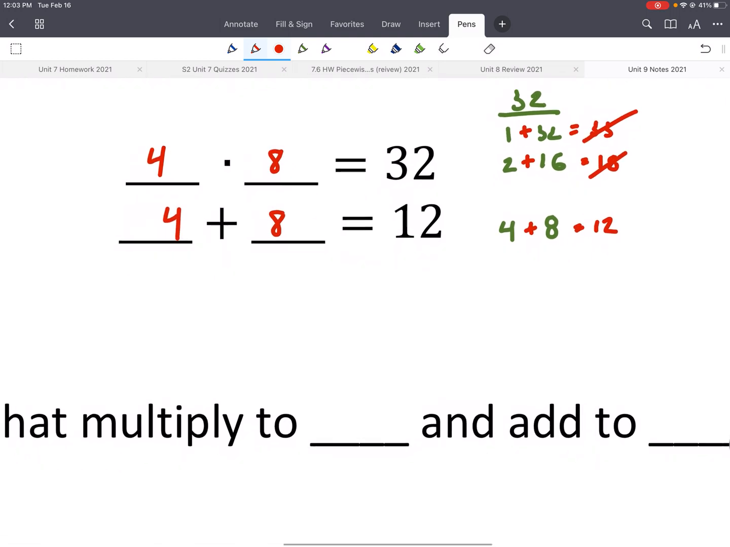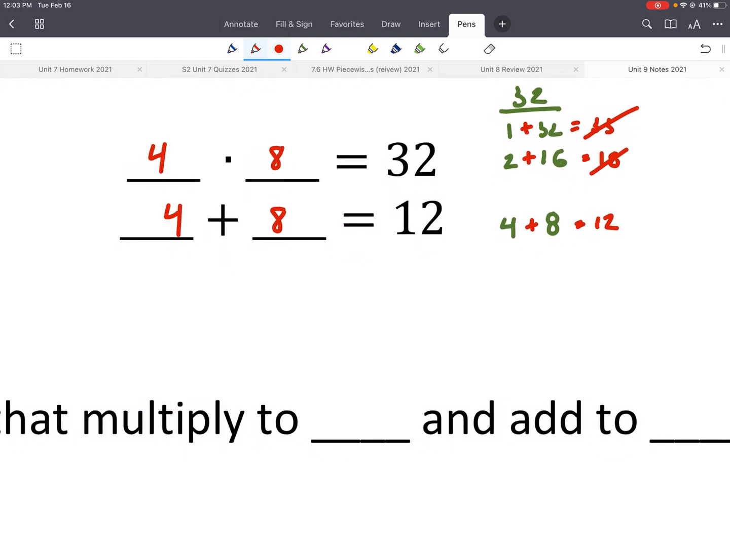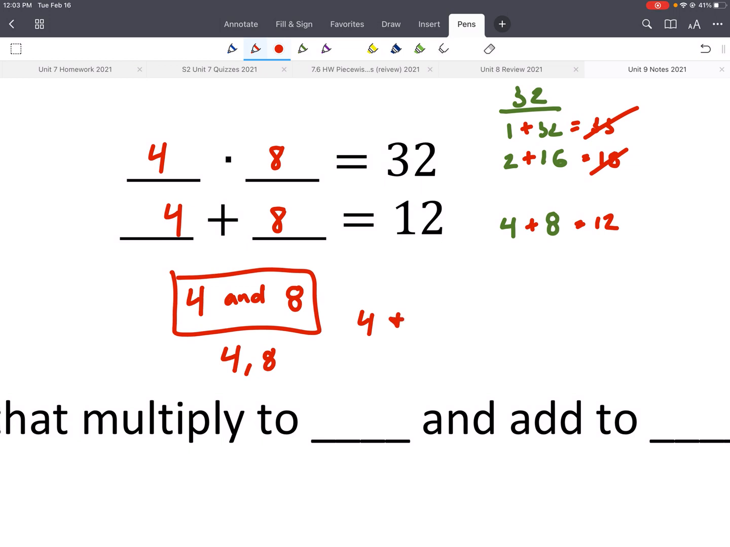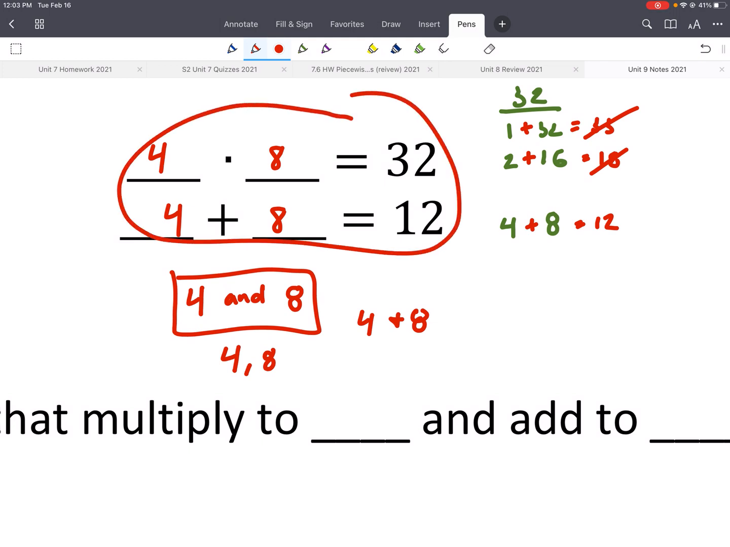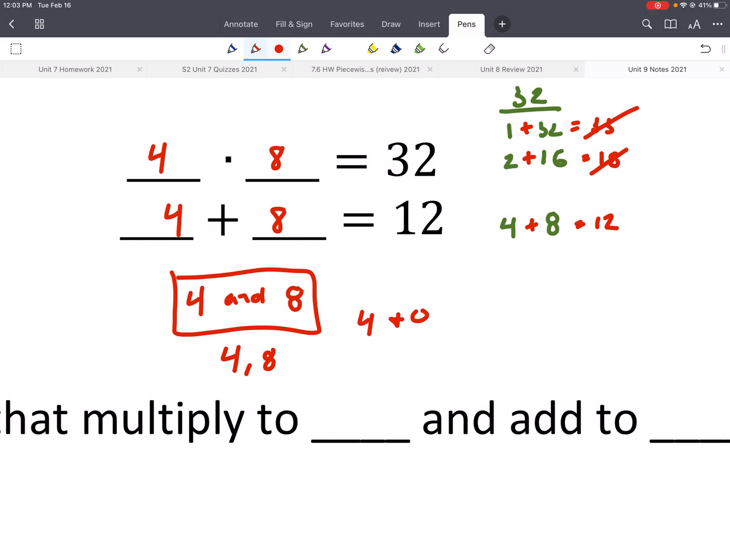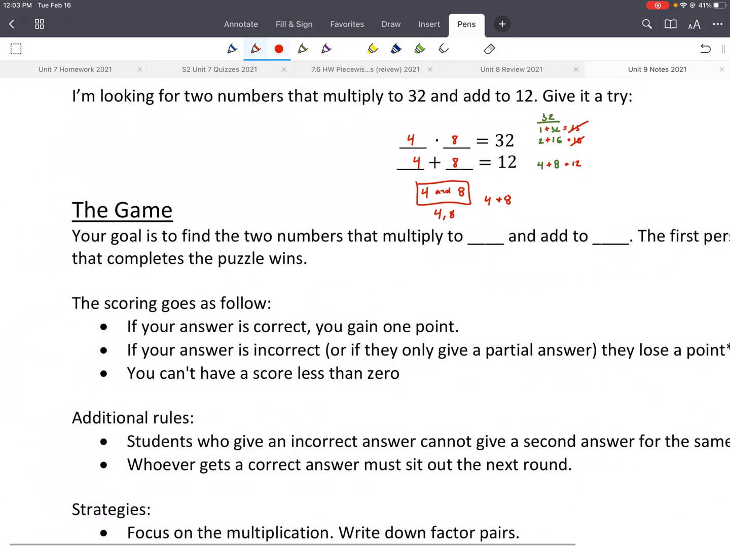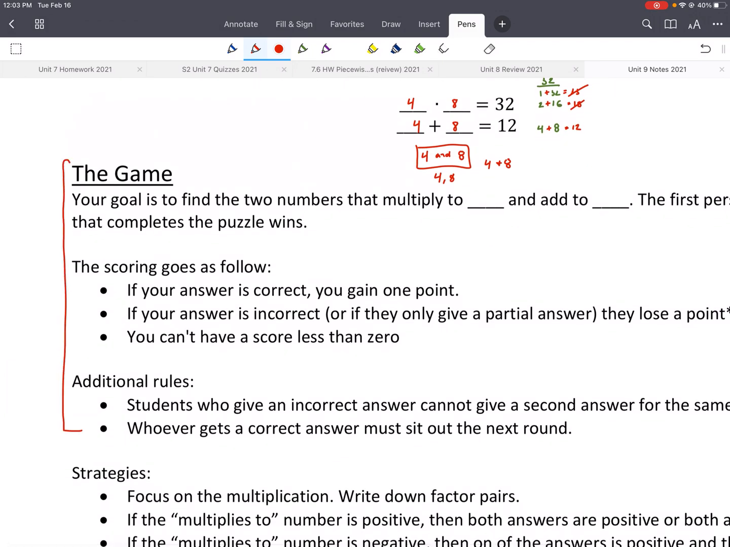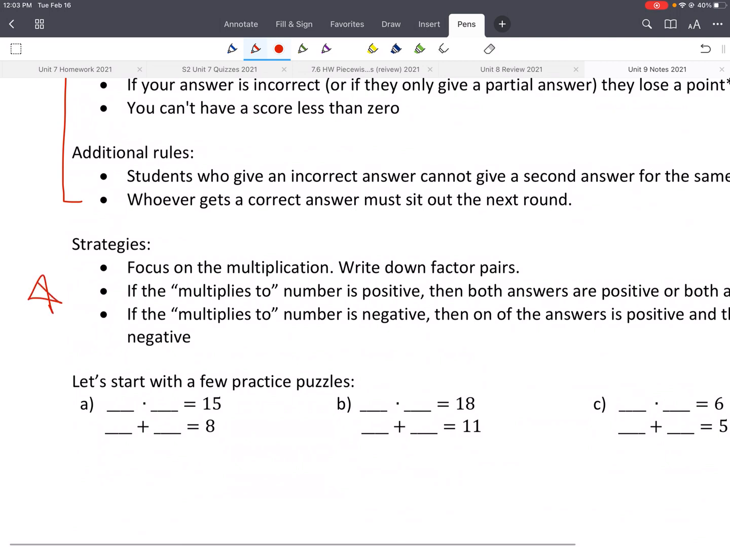Okay, so for your answers, I would have you write your answer something like this, 4 and 8, okay? Some other people just do like 4, 8. Some people do like 4 and a plus or and sign, something like that. As long as you do something like that, that's good. I don't want your answer to be something like that. I want you to have them kind of separate. Okay? All right. So the game, you don't really need to worry about this, but the strategies are really important.